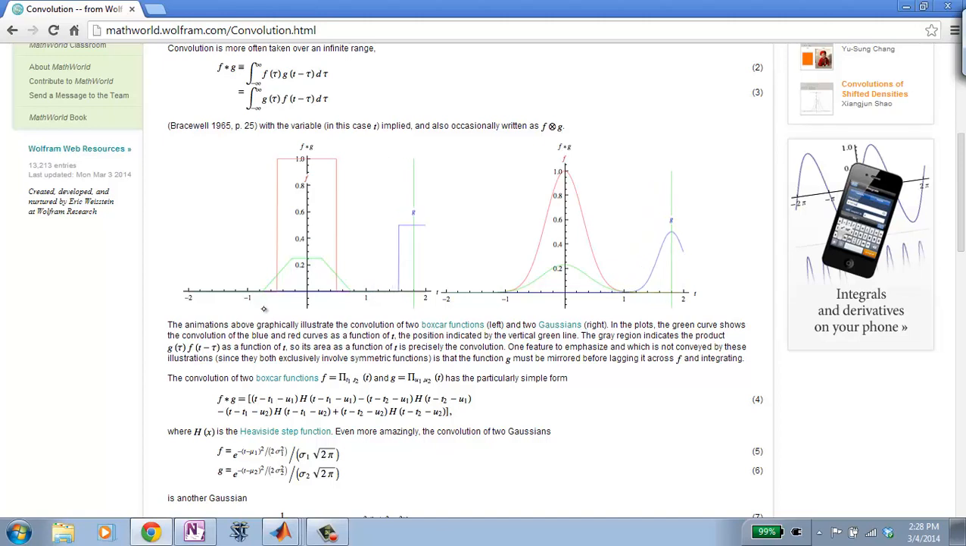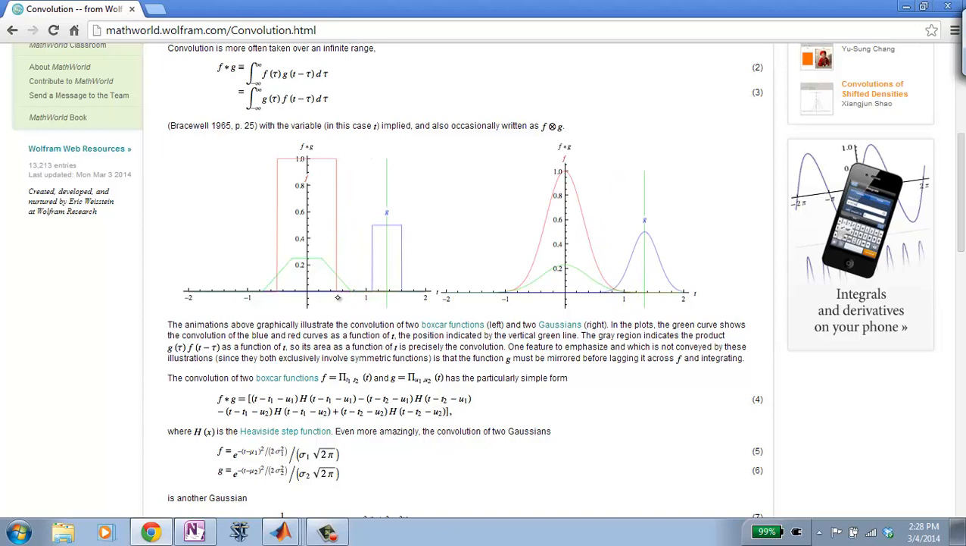Can you guys see the green? No, not very well. Okay, unfortunate choice of color by them. But so I'll kind of outline the green. It goes like this. Yeah, it's a little trapezoid.